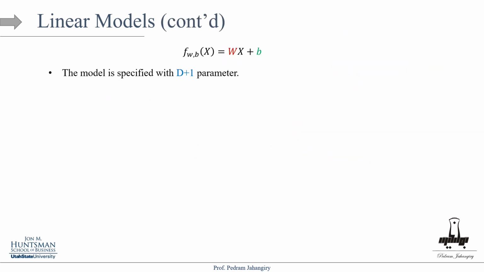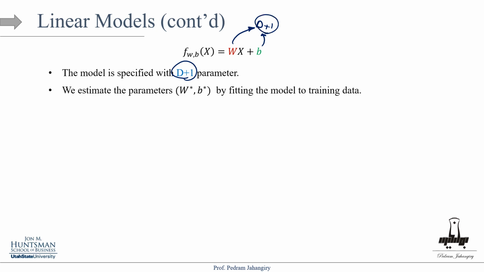All right, our linear model is going to be specified with d+1 parameters. Why? Because remember, this weight matrix is going to be d-dimensional because we have d features, and we need to estimate also this bias term as well. So the model needs to estimate d+1 parameters. Okay.